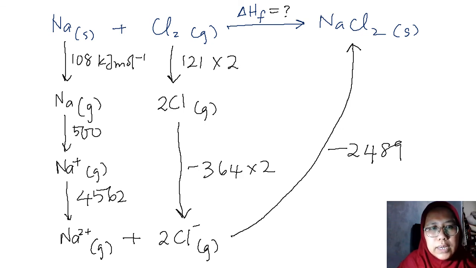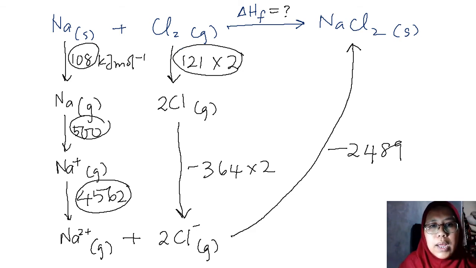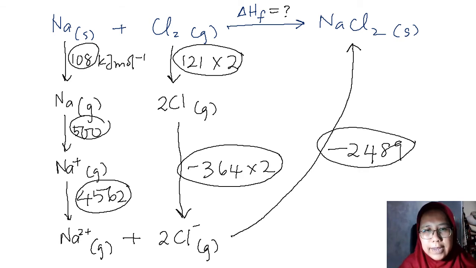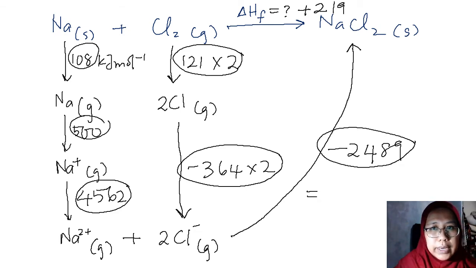So press your calculator. 108 plus 500 plus 4,562 plus 242 plus negative 364 times 2 plus negative 2,489. So you're going to get the final answer here. Positive 2,195 kilojoule per mole. So as you can see, the delta H formation is a positive value.